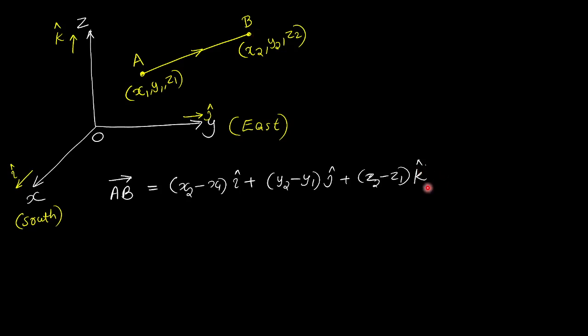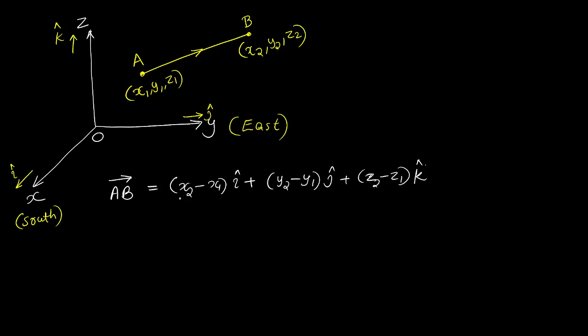In the k direction, it is very easy to understand. In the k direction, it travels z2 minus z1. The k direction means height. As the helicopter moves like this, the height is increased by z2 minus z1 units. So that is the meaning of that. Okay.